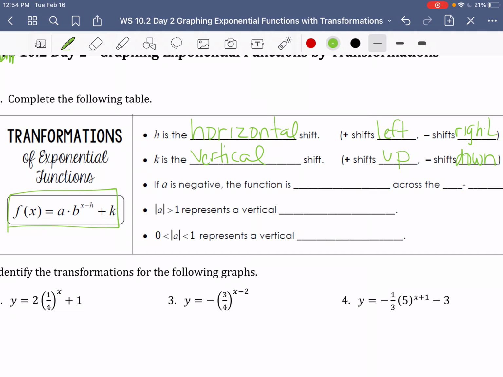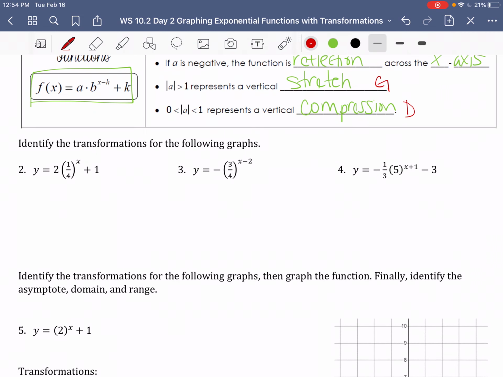When the a was negative, we didn't really see this, but it is a reflection, which means it's going to be upside down. And that happens over the x-axis. If a is greater than 1, so the front number, it was a stretch. And if it's less than 1, it's a compression. And remember, if a is greater than 1, it's a growth. And if it was less than 1, it was a decay.